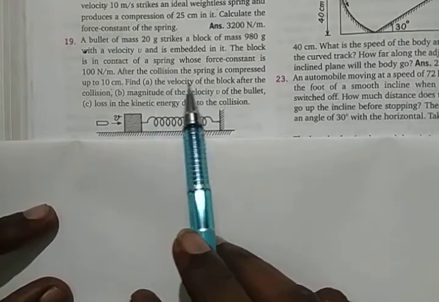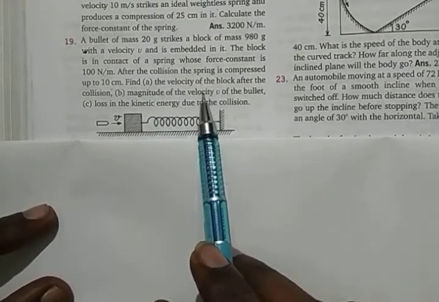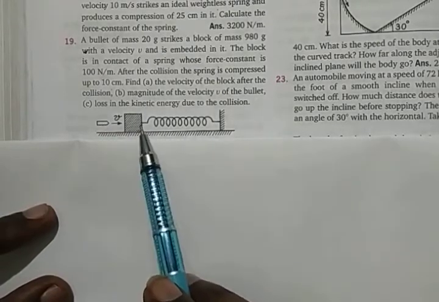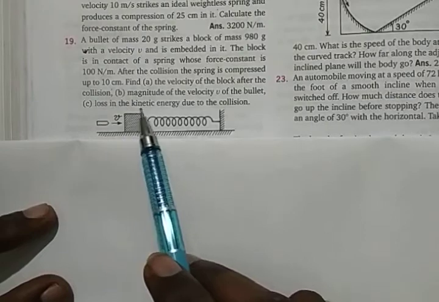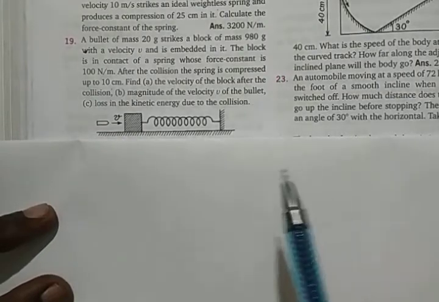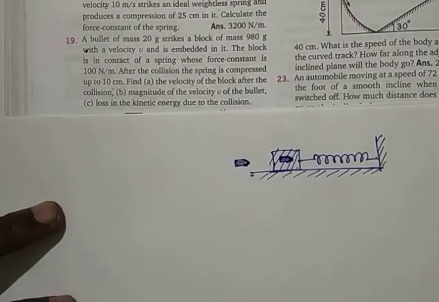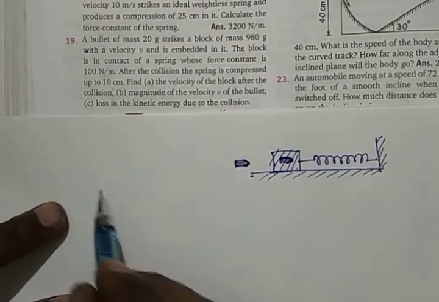Next one is the magnitude of the velocity of the bullet. So what is the velocity with which it comes and hits? Next one is loss of kinetic energy due to the collision. Lots of other things are given here, so let us look at the same thing. Block comes and hits here.